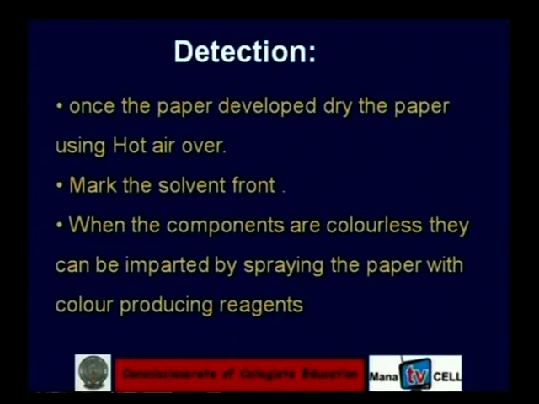After completion of paper chromatography, the paper is kept in a hot air oven and the solvent front is marked. After marking the solvent front, if the sample is colored, then there is no need for any visualizing agents. If the sample is colorless, then visualizing agents are used. For example, for amino acids, ninhydrin is used, which gives a purple color when reacted.